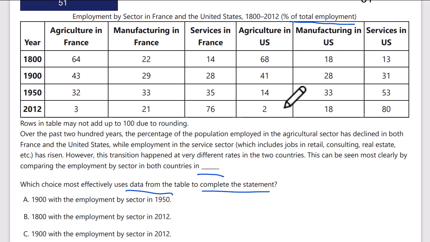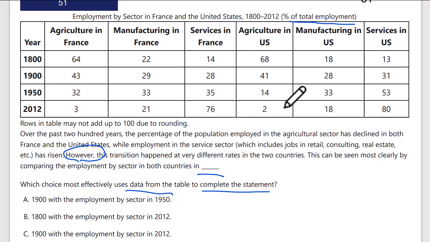And what's clearly happening is, the story looks like agricultural employment in the US and France went down considerably over the century. Manufacturing stayed kind of the same, and services went up, almost like people went from the farm to doing services, maybe in the cities or elsewhere, who knows, but that's not in the table. Anyway, let's read it. Over the past 200 years, the percentage of the population employed in the agricultural sector has declined in both France and the US. Yes, while employment in the services sector, which includes jobs in retail, consulting, real estate, etc., has risen. Yes, substantially. However, so now we're getting our contrasting statement that's going to lead into our prompt.